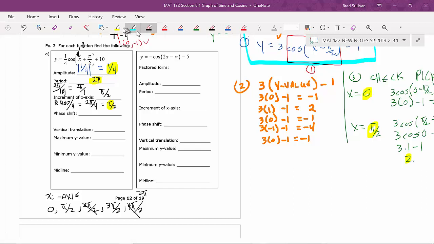Okay, the phase shift we learned is this number here. So that would be pi over 2, and that's a plus, so it would go to the left. So on the phase shift, we would say negative pi over 2 to the left. We use the negative because it's phase shifting to the left. Okay, vertical translation is the 10. So we're going to say up 10 like that.